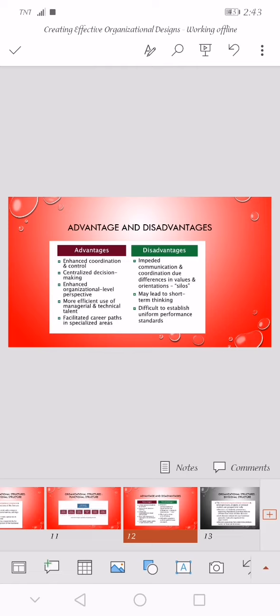Advantages and disadvantages. Advantages. First, enhanced coordination and control. Second, centralized decision making. Third, enhanced organizational level perspective. Fourth, more efficient use of managerial and technical talent. Fifth, facilitated career paths in specialized areas. Disadvantages. First, impeded communication and coordination due to differences in values and orientations, silos. Second, may lead to short-term thinking. Third, difficult to establish uniform performance standards.